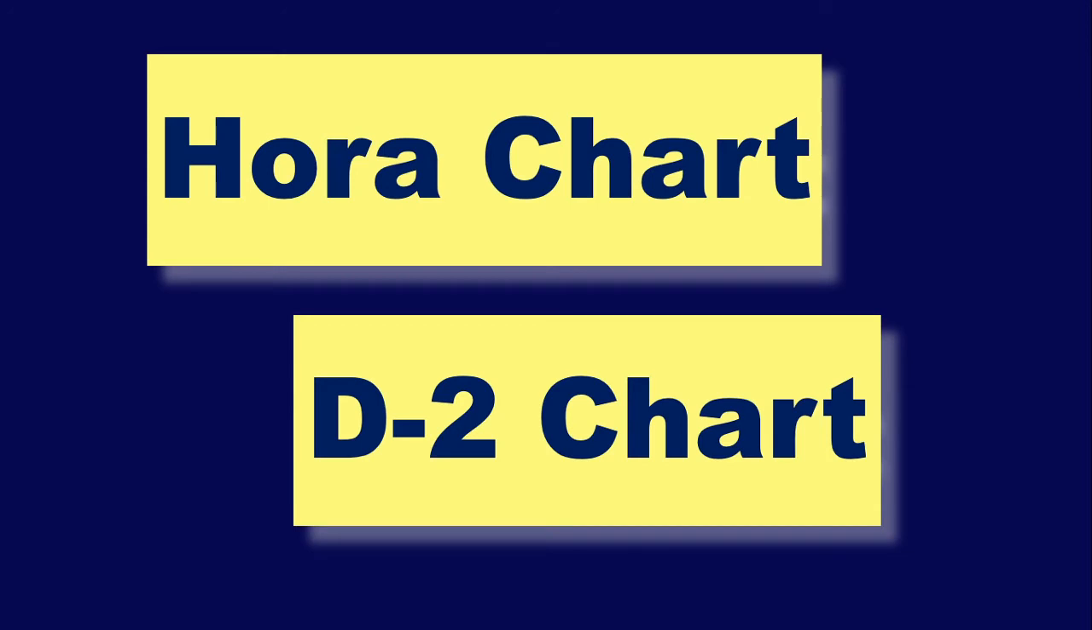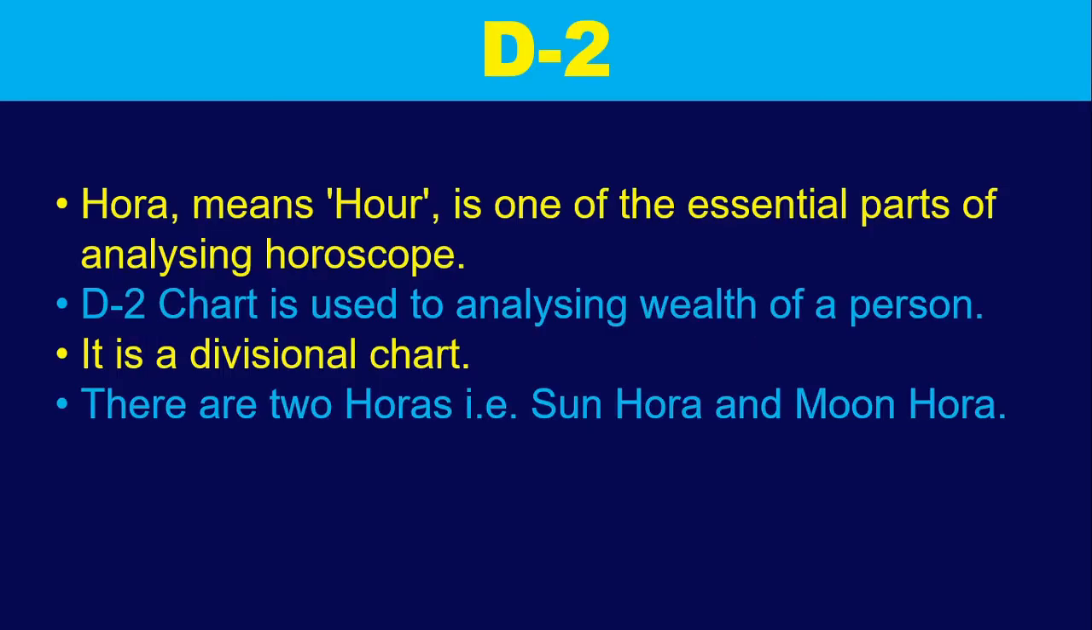Today we will discuss the Hora chart, also known as the D-2 chart. Hora means hour, and it is one of the essential parts of analyzing a horoscope. The D-2 chart is used for analyzing the wealth of a person. It is a divisional chart. There are two Horas: one is Sun Hora, another is Moon Hora.